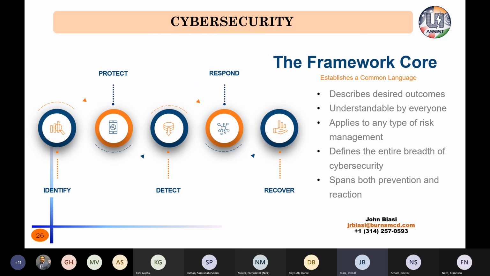So basically, the framework core just describes the outcomes in a way that is understandable by everyone. It's meant to be a universal way to do this, right? It's not meant to be that we do it differently from sector to sector, but your results will vary based on your priorities, right? So these types of things will play a factor in what you end up using this framework to do. All right, next slide.